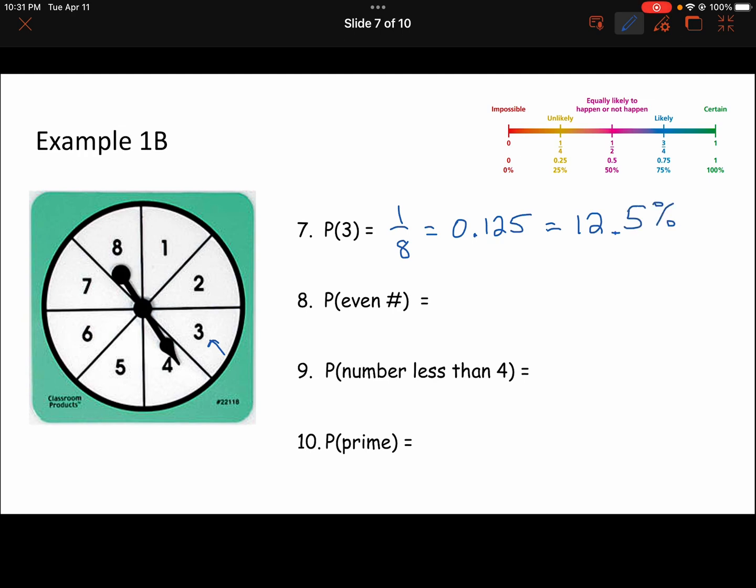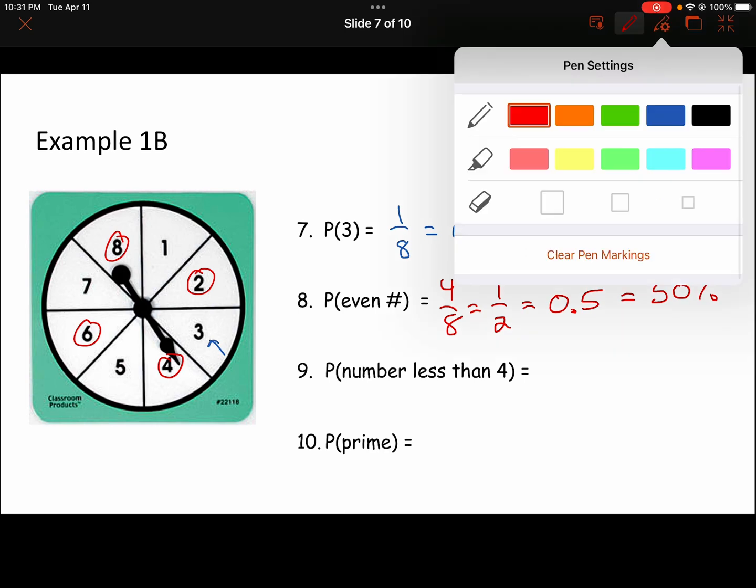12.5%. As we look at probability of an even number, even numbers would be obviously 2, 4, 6, and 8. And so there are 4 out of the 8, which is 1/2 when you simplify. Divide, obviously you should have this memorized, is 0.5. And half of the time would give me 50%. So if we think back, number 7, probability of a 3 would be unlikely to happen because it's only 12.5% of the time. Probability of getting an even number is 50%, so it is equally likely that it's going to occur.